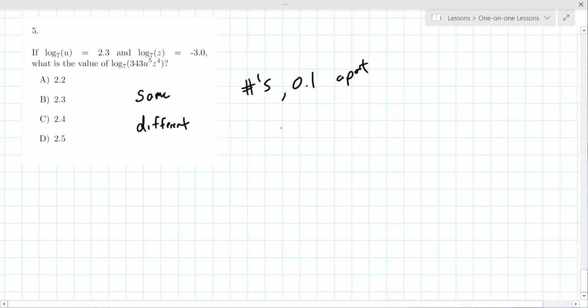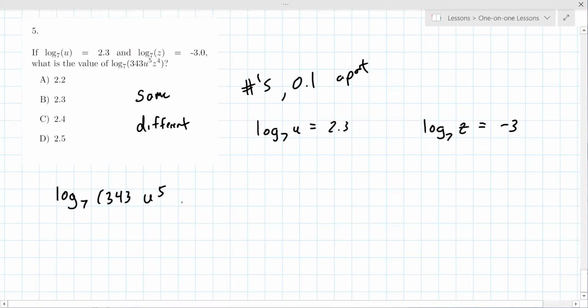So the given information is that the log base 7 of u is 2.3, and the log base 7 of z is -3. And they want you to start with this thing right here, 343 u to the 5th, z to the 4th. Do you recall how to break apart logs?